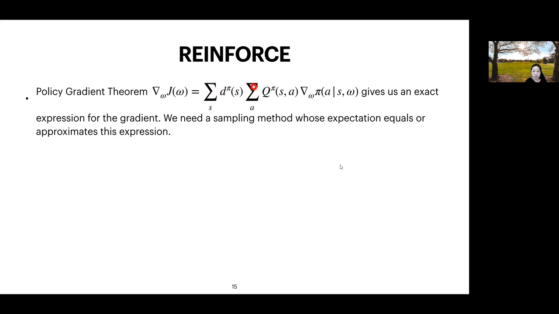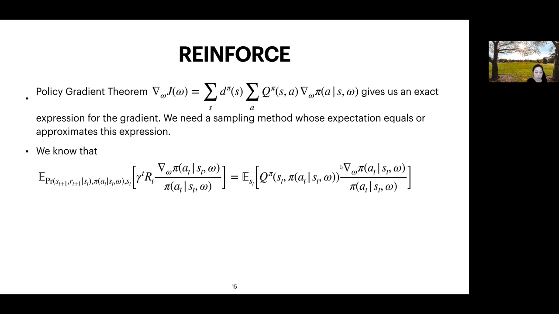But now we still have this question of the Q pi of s, a, but we'll make that clear soon. The most important thing is we wanted a sampling method whose expectation equals or approximates this expression. So we won't be using the true gradient. We wanted to somehow use a stochastic, noisy version of this. How do we do that?